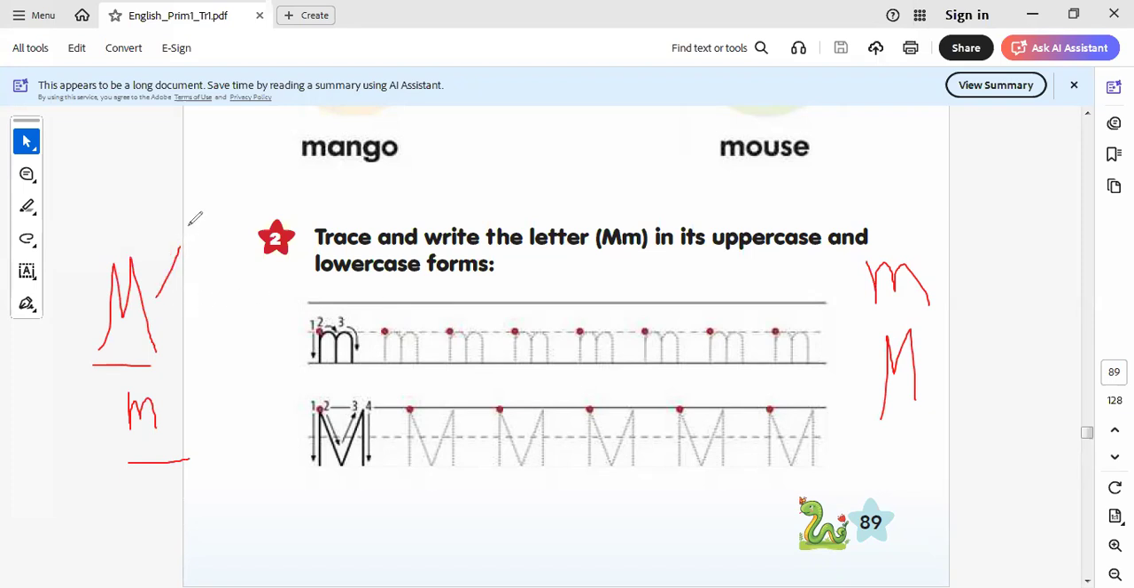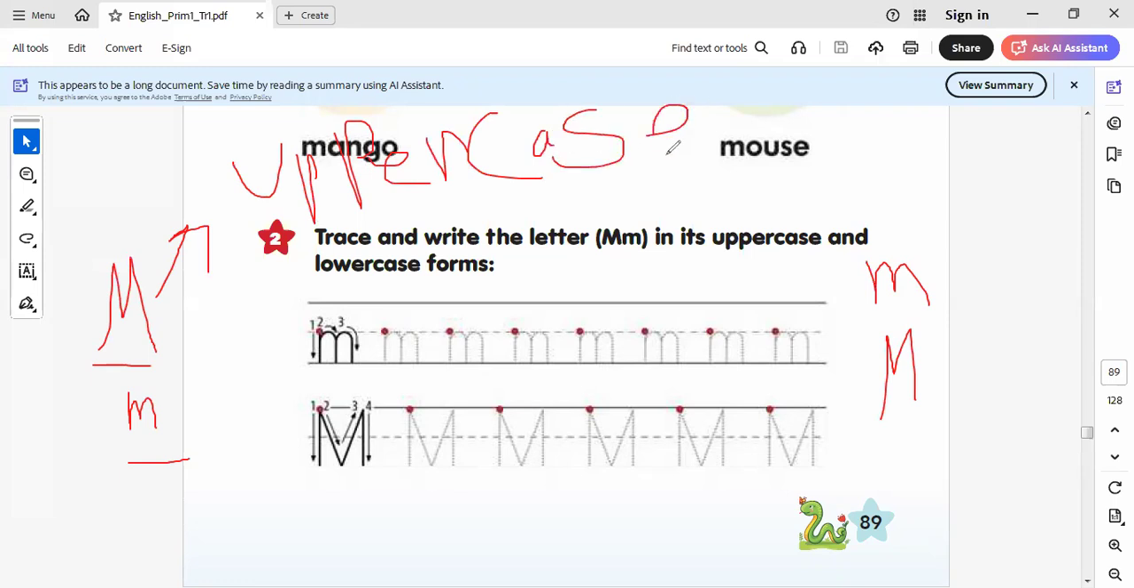Here is called uppercase or capital letter. We can say uppercase or capital letter. Can we replace uppercase by what? By the capital letter. We say here capital letter.